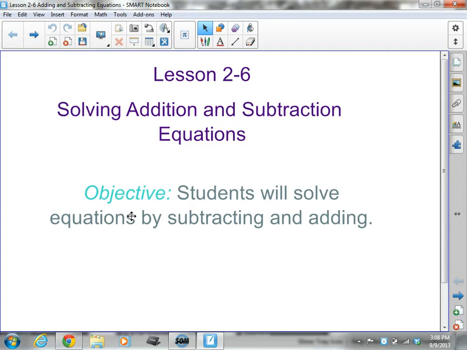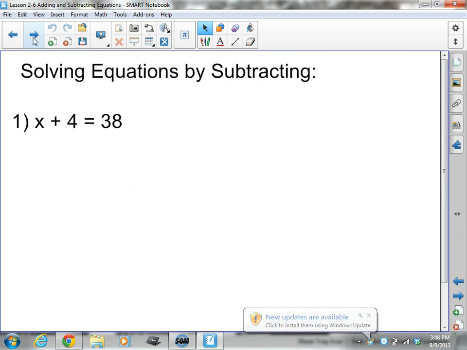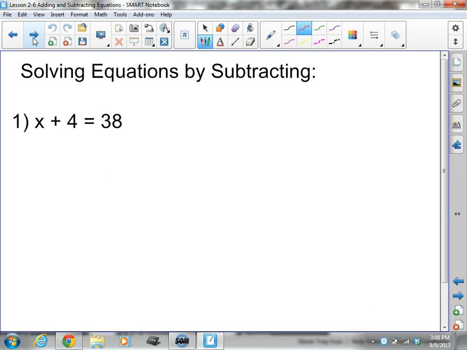This afternoon we will be learning about how to solve addition and subtraction equations. Not too difficult. It's all stuff we have done in the past. We're just adding the variable in. So, in order to solve equations, we're first going to start by solving equations by subtracting.